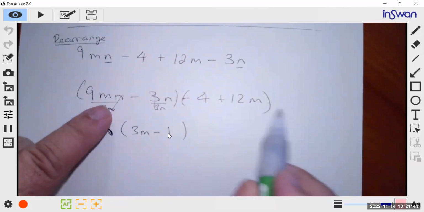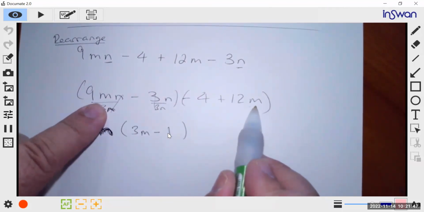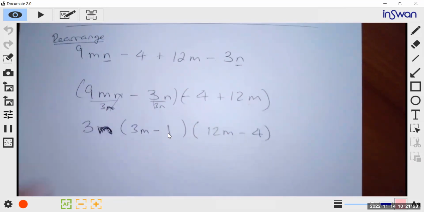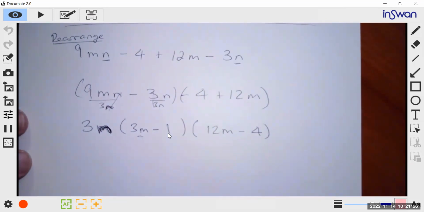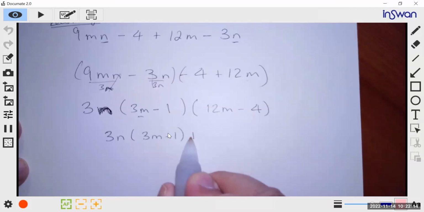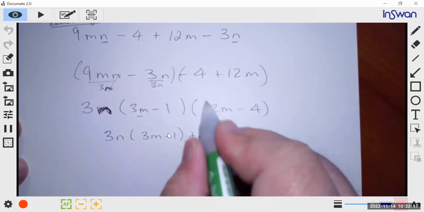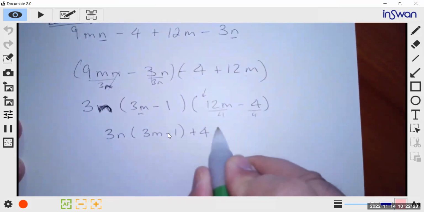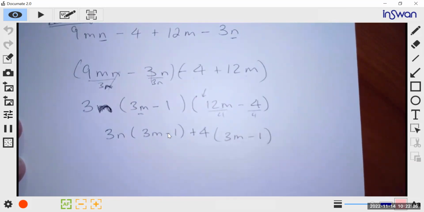Looking at the second one, the m's are in the wrong position. I can rewrite these. I can have 12m minus 4 on the second one, because I want to have m's first. I can do that because of commutativity. So now, on the second one, what do they both have in common? They both have a positive 4 in common, because this number here is positive. If I divide both of these numbers by 4, I get 3m minus 1.